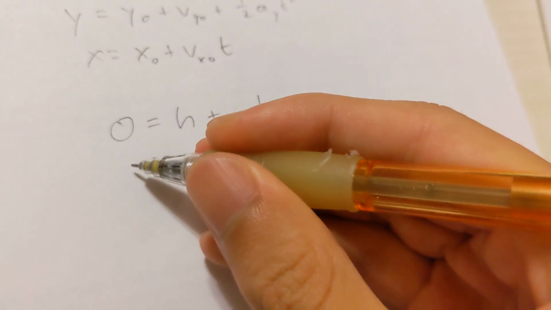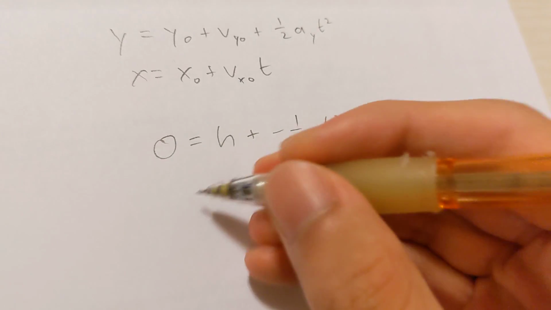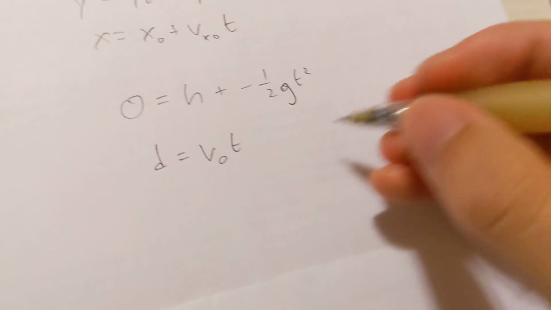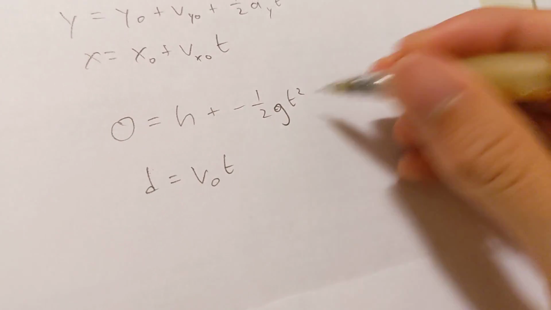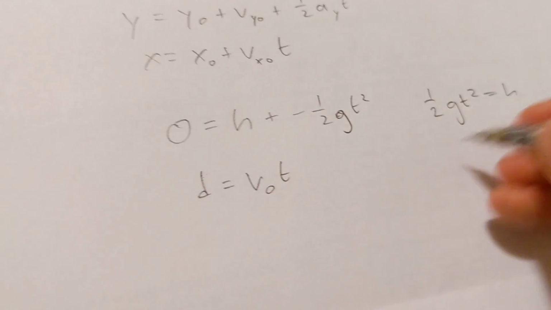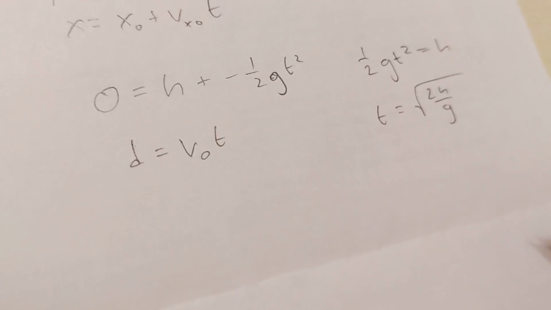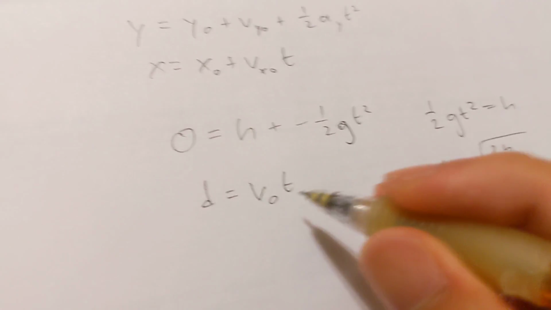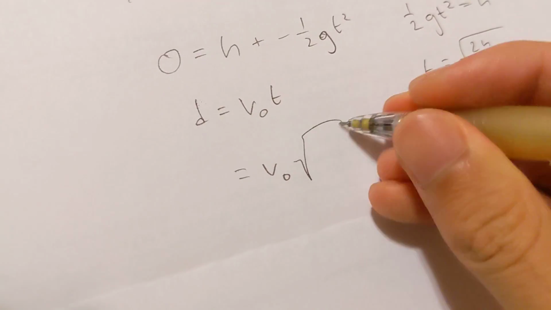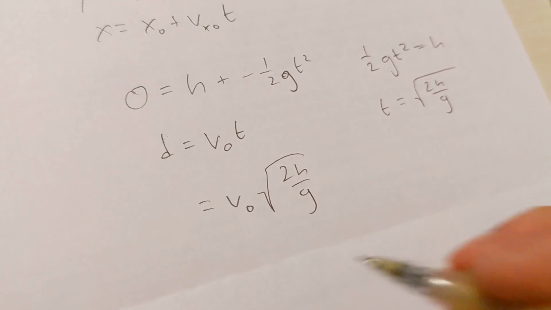And then here x, we can implicitly subtract x0 from both sides, and that gives us d equals v0t. And then here we can move this on the other side. So 1/2 gt squared equals h. T equals square root of 2h over g. Cool. And then we can substitute this back in here. So this equals v0 square root of 2h over g. And then the second S stands for substitute.